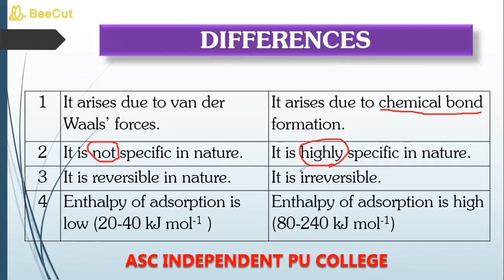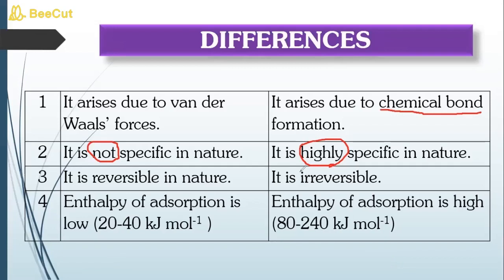The fourth difference is enthalpy of adsorption. Since the interaction between the adsorbate and adsorbent is a weak van der Waals force in the case of physisorption, the enthalpy change involved is going to be very, very less. It falls between 20 to 40 kilojoule per mole. Whereas on the other side, the enthalpy change is going to be huge because it is going to interact with the chemical bond. Hence, the change falls in the range of 80 to 240 kilojoule per mole.